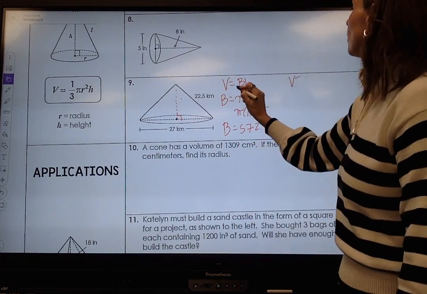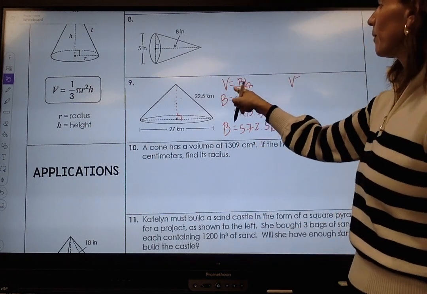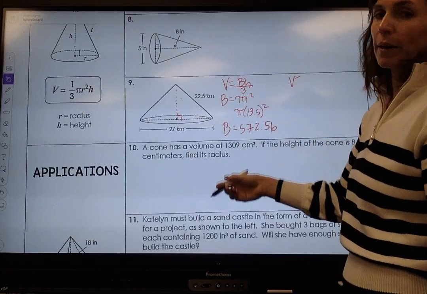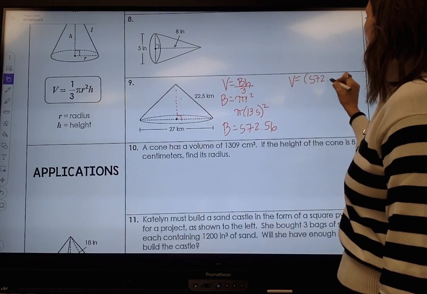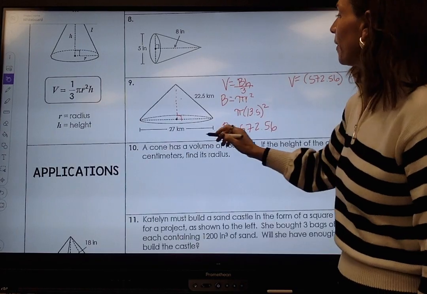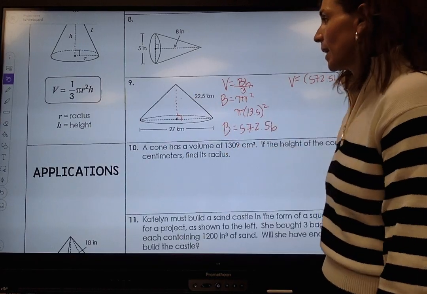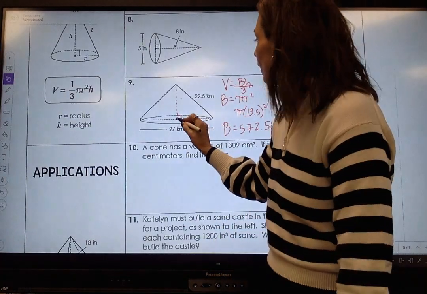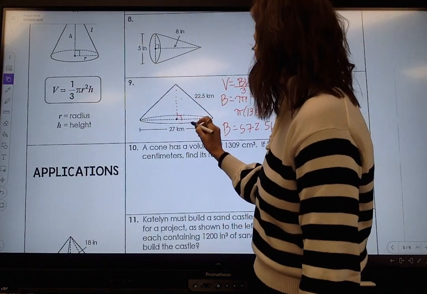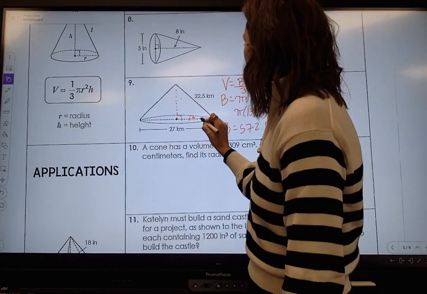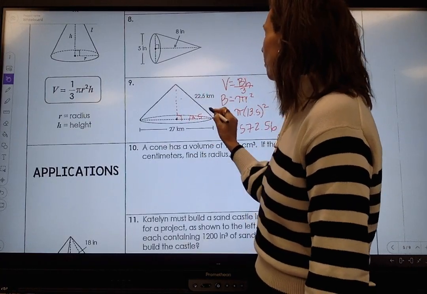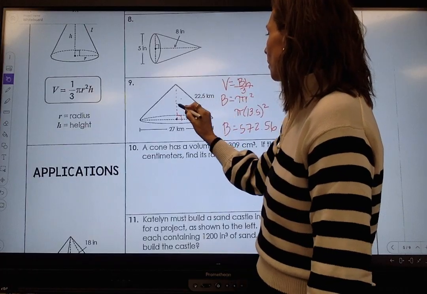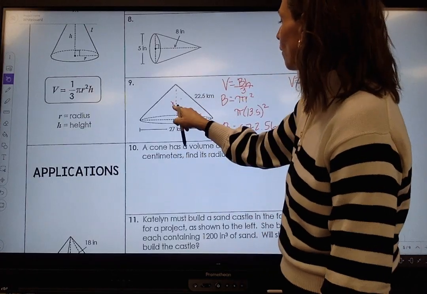So now, oh, I didn't divide by 3 up here. Sorry. Volume of a cone is always divided by 3. So volume is big B, 572.56, divided by 3. The height of this is not given to me, but I can find it because in here forms a right triangle. So this guy is 13.5. That's the radius of the circle. That's the length of this leg. And the hypotenuse is 22.5 kilometers. So that's going to allow me to solve for x.